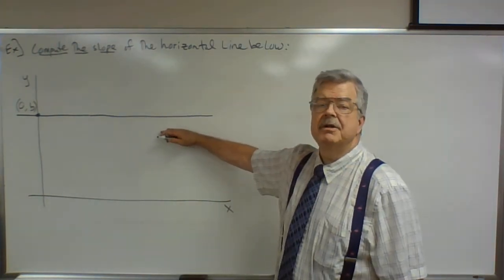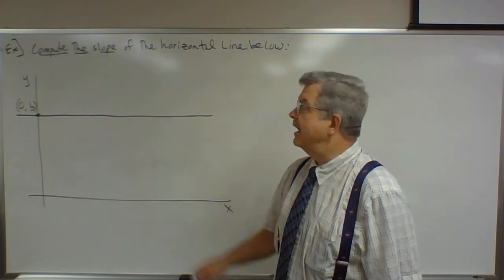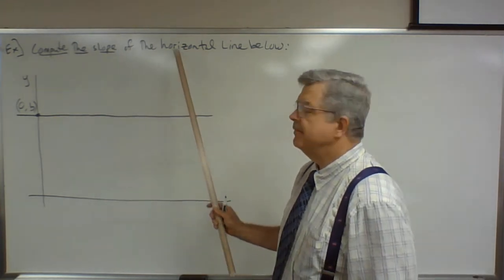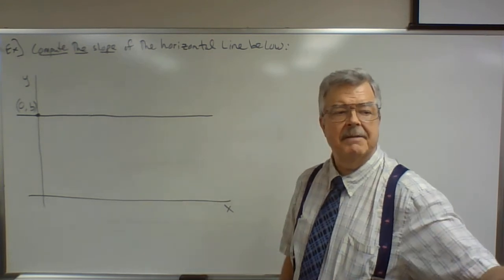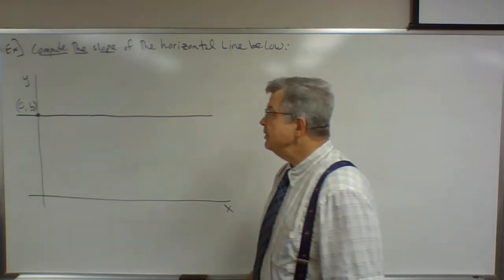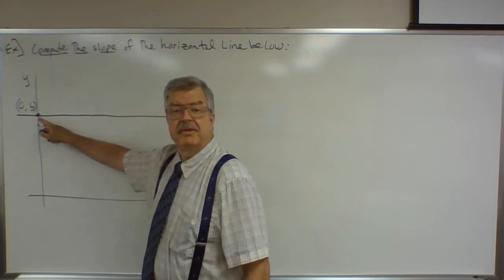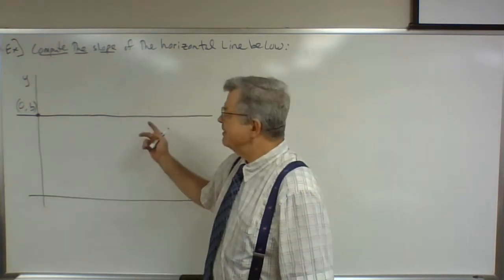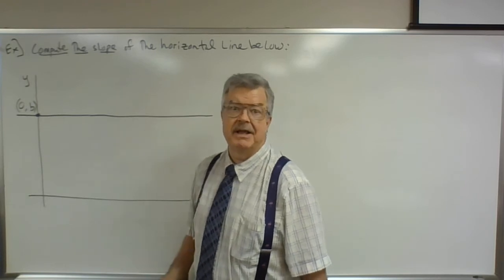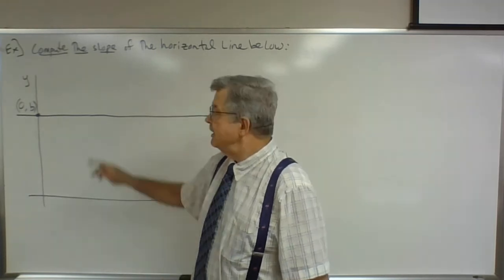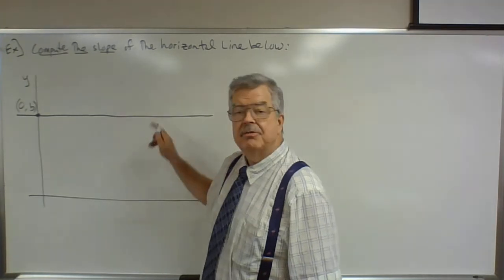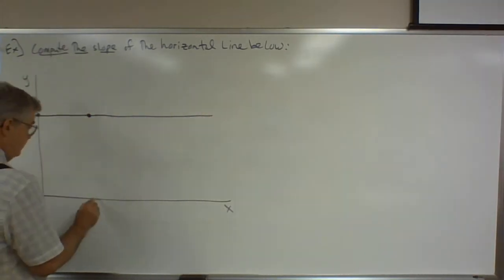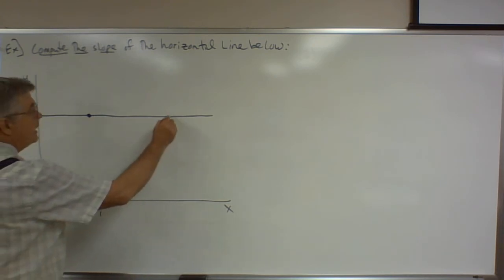Here's a run-of-the-mill ordinary horizontal line, and we're asked to compute the slope of this horizontal line. So what do we do? We look at the y-intercept. It's b. That means that the y-coordinate of every point on this line is b. So let's pick at random 2 points on this line. Here and here.